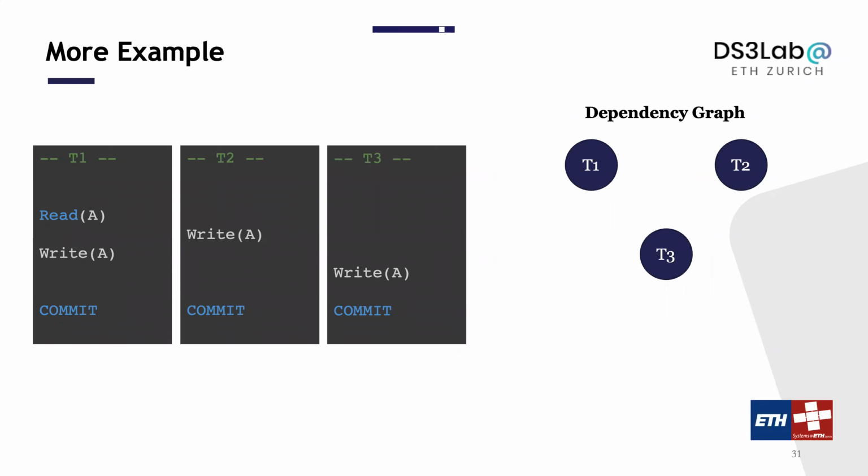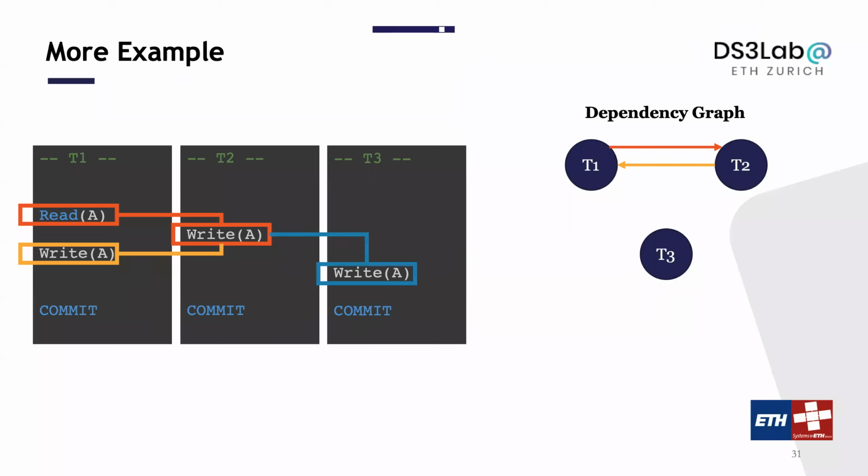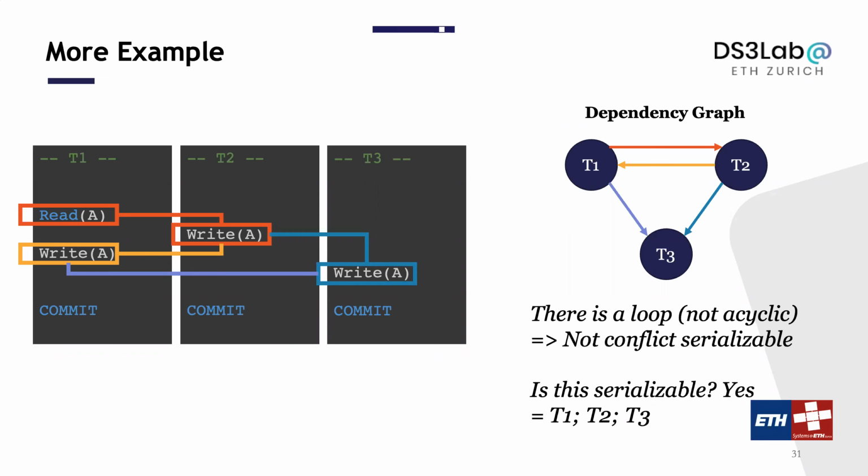So now let's look at a little bit more examples. Let's look at this schedule. It's a very simple one. Let's construct the dependency graph. We have one edge from T1 to T2, and one from T2 to T1. Then you have one from T2 to T3 because of this pair, and one from T1 to T3 because of this pair. So this is the dependency graph. As you can see, there's a loop, so it is actually not conflict serializable.